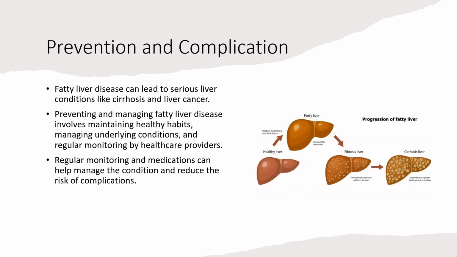First is cirrhosis. Cirrhosis is a condition in which the liver becomes scarred and damaged, leading to impaired liver function. Fatty liver disease is one of the leading causes of cirrhosis. Symptoms of cirrhosis can include fatigue, weakness, abdominal pain, and jaundice. In severe cases, liver transplant may be necessary.